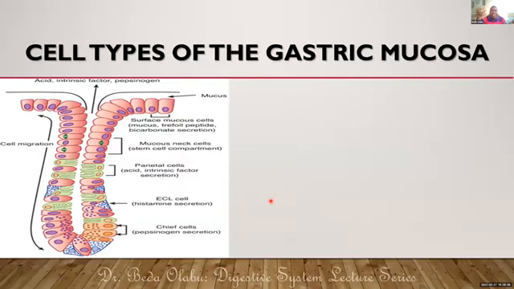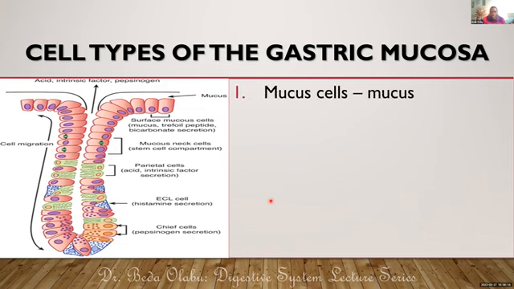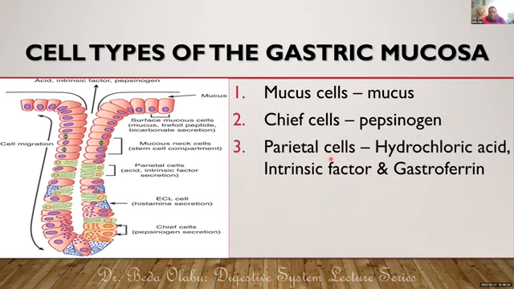Let's talk about the cell types, which are found within the gastric mucosa. We have a number of cell types. The mucus cells are several. Some of them are found in the neck, so they are called mucus neck cells. They produce mucus. We have what we call chief cells. The chief cells secrete pepsinogen. The parietal cells are also there.